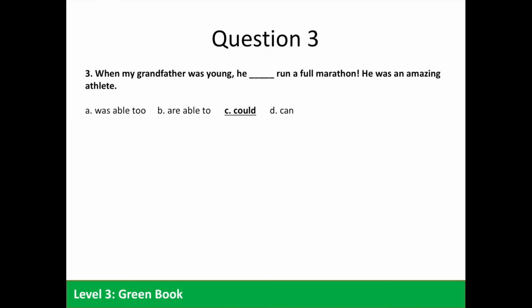Question 3. When my grandfather was young, he blank run a full marathon. He was an amazing athlete. Again, here we know we're talking about something in the past, so we need the modal to talk about ability in the past. So C, could, is the correct answer.